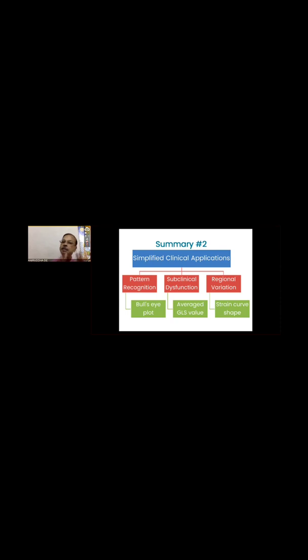So to summarize my presentation, strain measures myocardial deformation. The most common clinical application is the GLS of LV. Normal GLS is more than 20%. There is a fastidious attention to detail and a learning curve. Summary 2 is simplified clinical application. One is the pattern recognition by the bullseye plot, of which I have shown you plenty of examples. Another is the subclinical dysfunction that has also been detected in many of the cases. And next upcoming is the regional variation by the strain curve shape, which I will give you a glimpse of. So past is past.